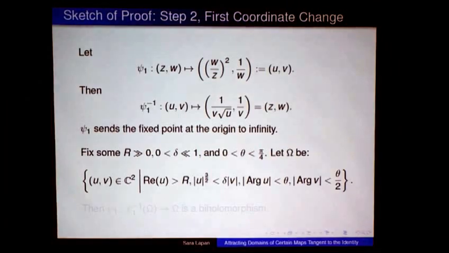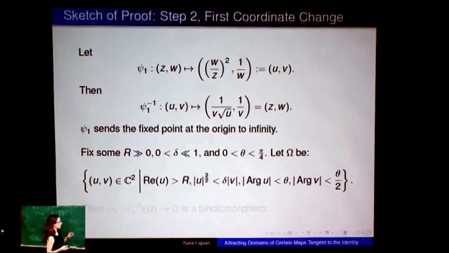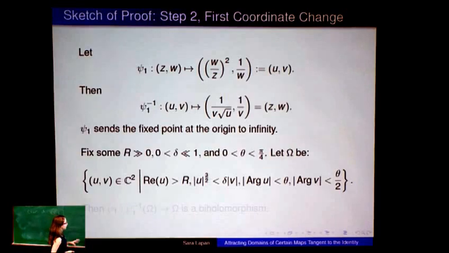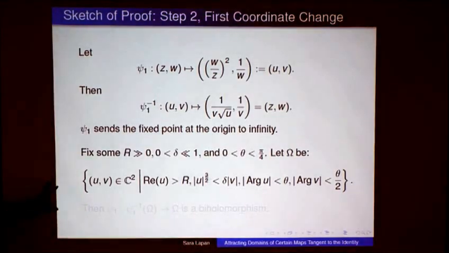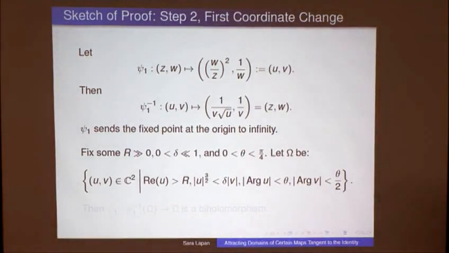Okay, so we're going to fix some large r, and then a small delta between 0 and 1, and theta between 0 and pi over 4. And so this is the first domain we're going to work with, and it looks kind of messy, so I'll just draw a picture of it.